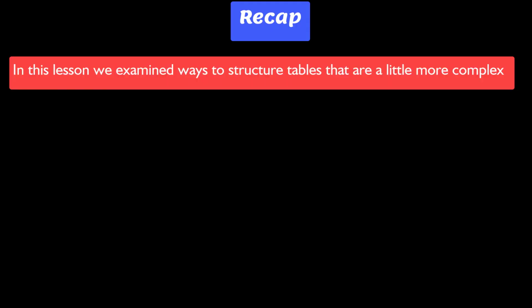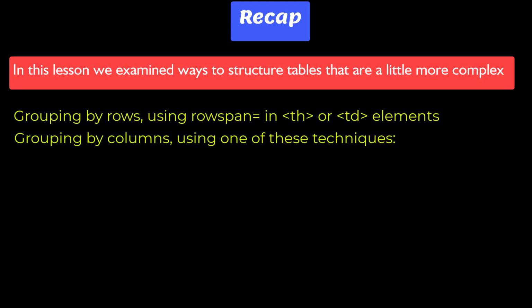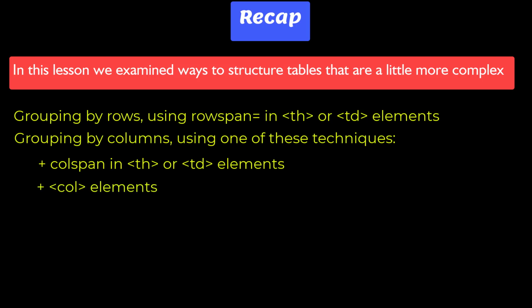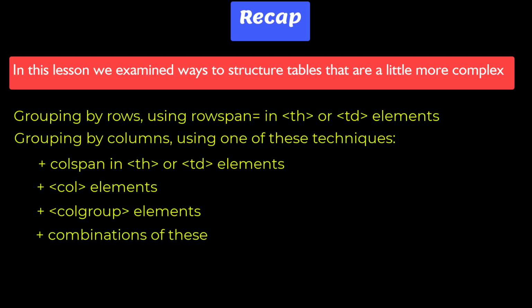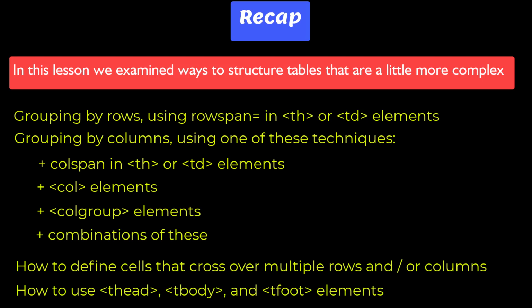In this lesson, we examined ways to structure tables that were a little more complex. Grouping by rows, using rowspan in TH or TD elements. Grouping by columns, using one of these techniques: colspan in TH or TD elements, or col elements, colgroup elements, or combinations of these. How to define cells that cross over multiple rows and/or columns, and how to use the thead, tbody, and tfoot elements.